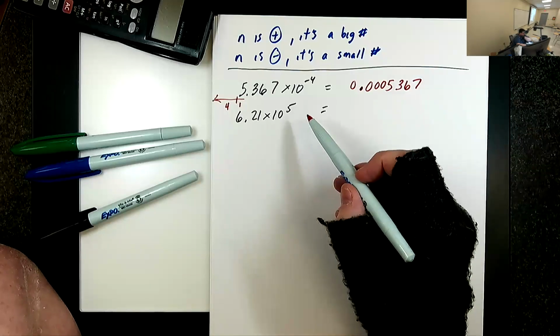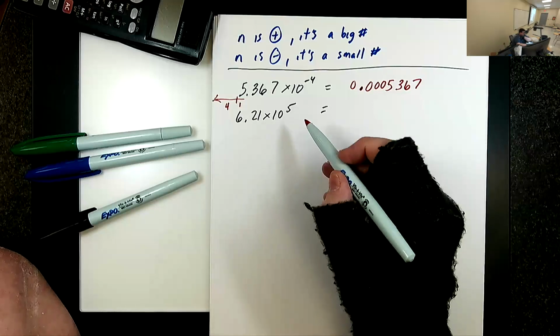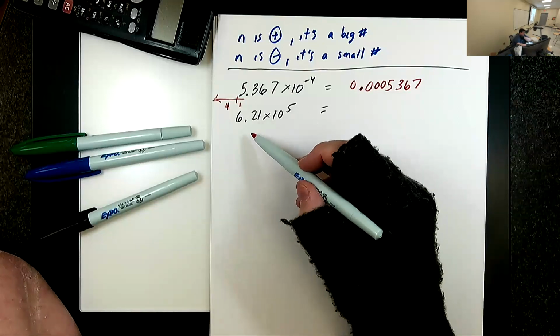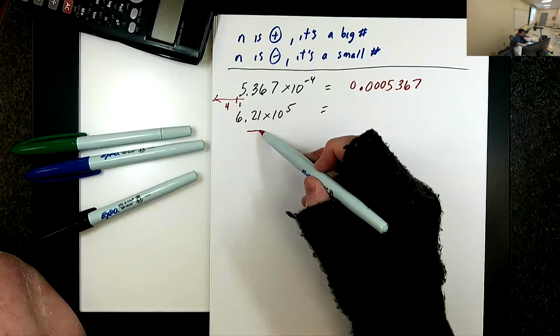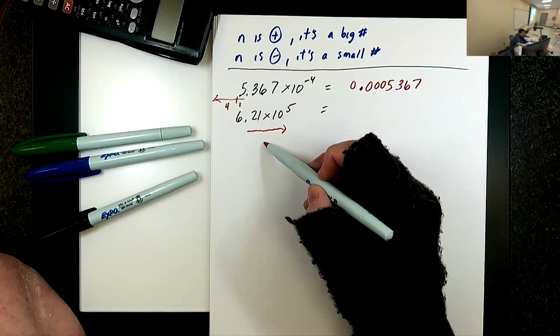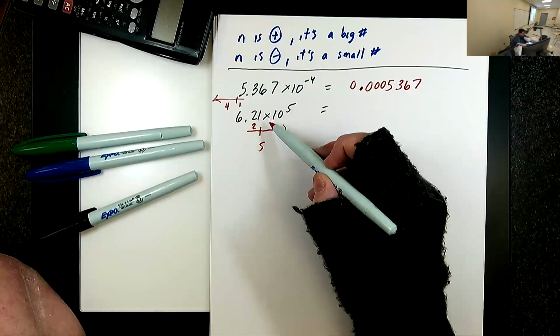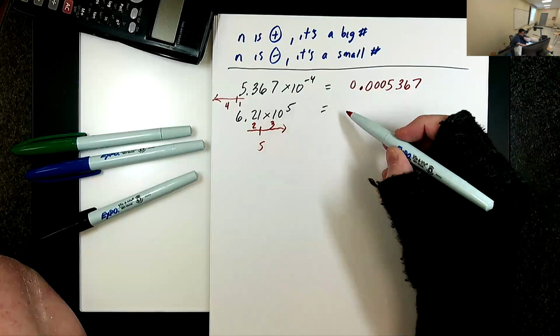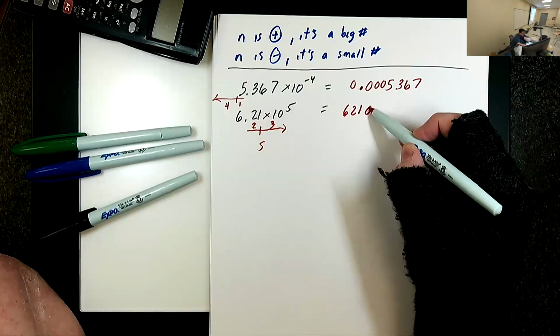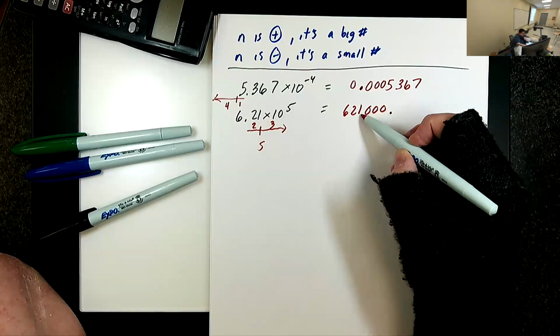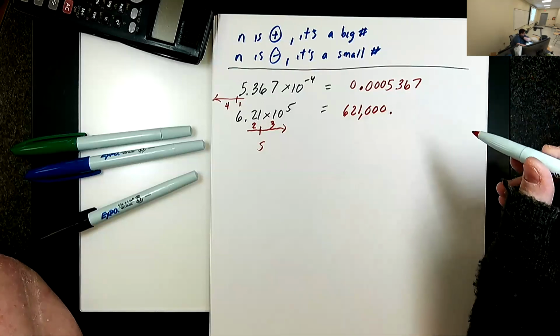And 5 is a positive number, which means this is a big number. Big numbers have a bunch of zeros at the end, so I need to move this direction 5. And I already have 2 of them right here, so I need 3 more zeros added at the end, and I could throw in a comma and we'll get 621,000.